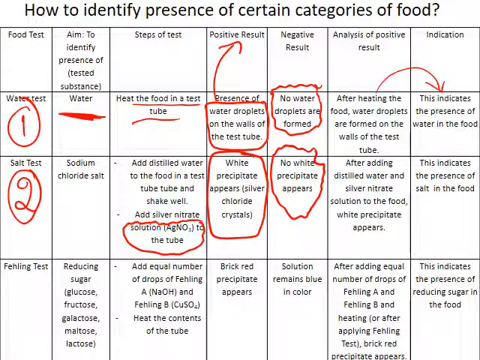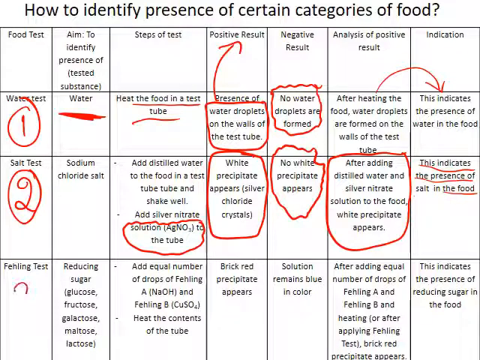Analysis: after adding distilled water and silver nitrate solution to the food, a white precipitate is going to appear. What does this indicate? This indicates the presence of salt in the food.